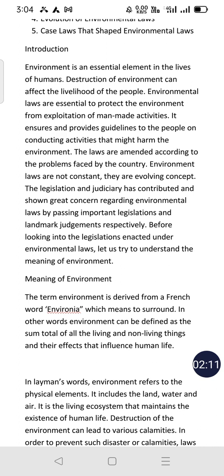The laws are amended according to the problems faced by the country. Environment laws are not constant, they are an evolving concept. The legislation and judiciary have contributed and shown a great concern regarding environmental laws by passing important legislations and landmark judgments respectively. Before looking into the legislation enacted under environmental laws, let us try to understand the meaning of environment.